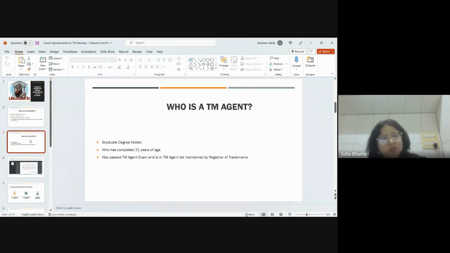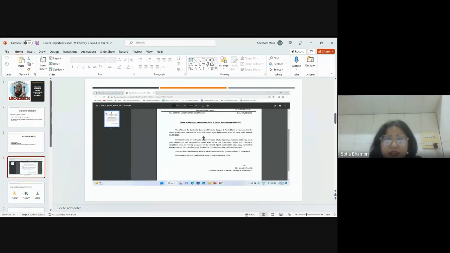So, us lawyers who are enrolled, we need not give this exam. Company secretaries, we need not give these exams. Qualified CAs, we need not give this exam. As simple as that. Just to show a snippet, more recently, the registry is organizing the Trademarks Agent Examination 2023.